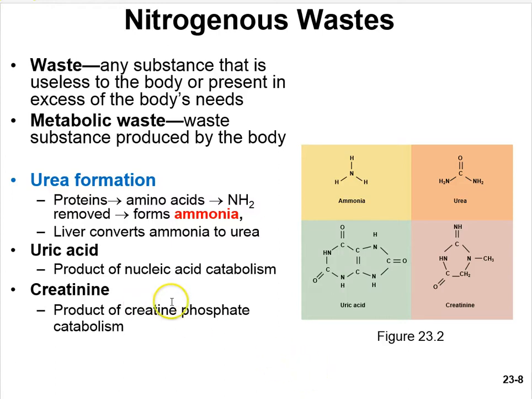Now, uric acid is a product of nucleic acid catabolism. Here's the molecule right there. Birds and reptiles, interestingly enough, convert urea to uric acid. It's metabolically expensive to do this, but the benefit is that it doesn't take much water to get rid of uric acid, so their urine can be much more concentrated, and they don't have to carry around so much excess water while they're flying. So if you've ever seen bird or reptile poop, they combine their uric acid with the feces.